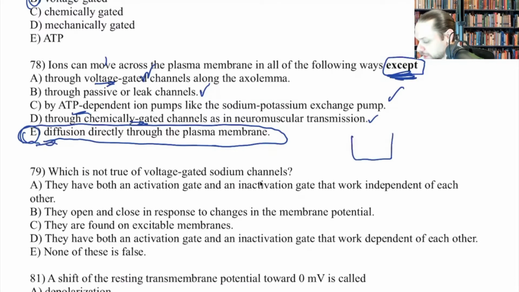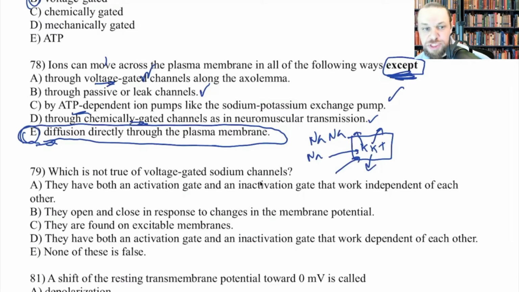Diffusion is basically like this, right? Let's just say cells are bags of potassium in a sea of sodium, right? Can these just move across the membrane without any help? They cannot do that. That's what diffusion is. They need specific channels to do that. And the key word here is "except."